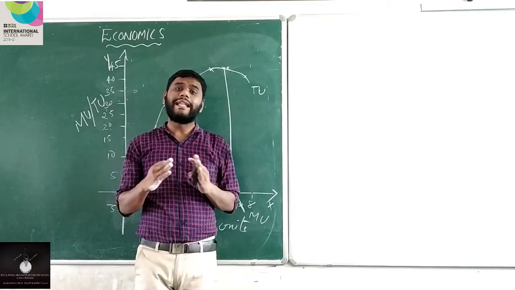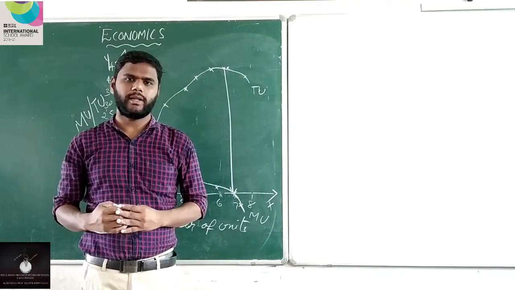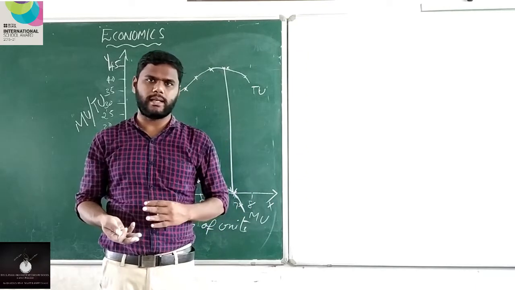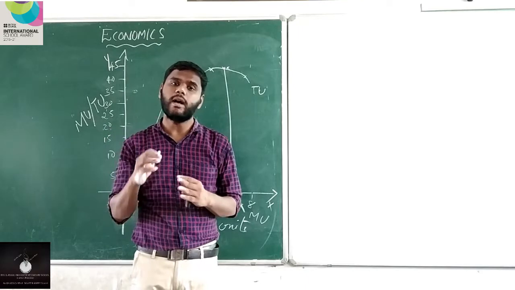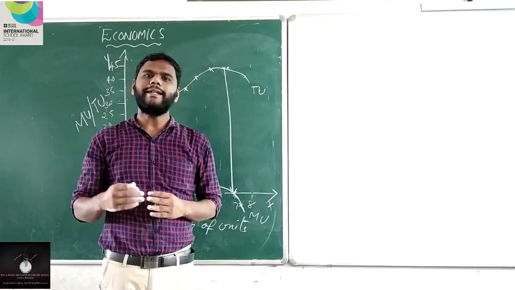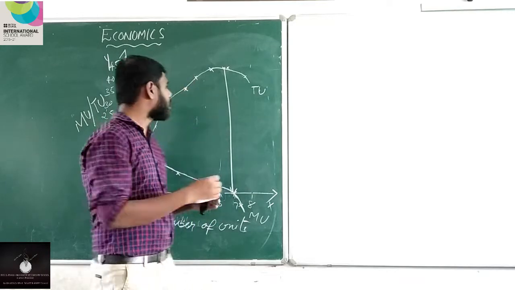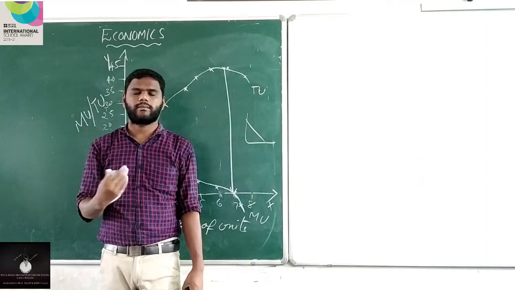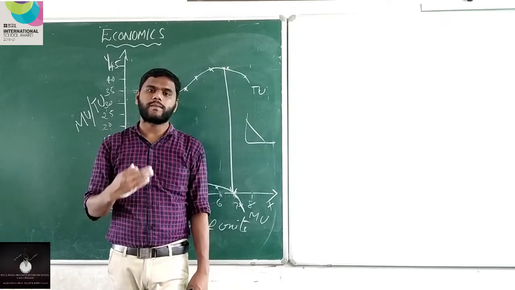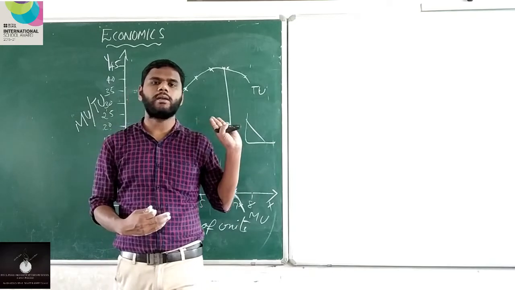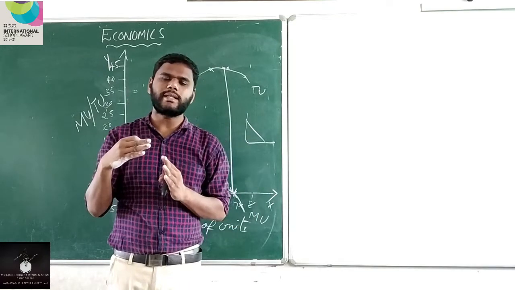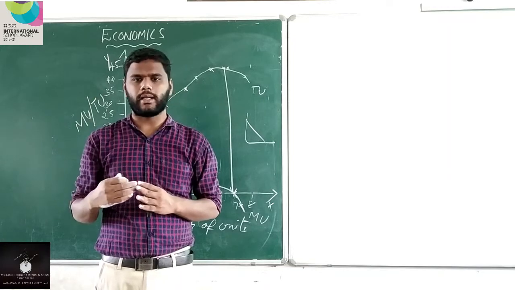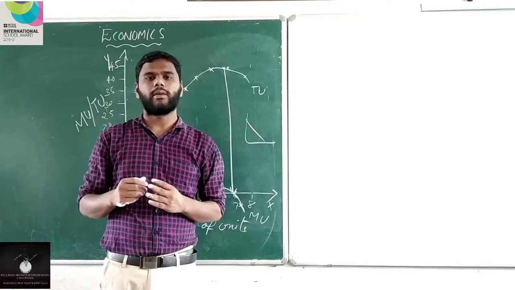And why does the demand curve slope downward? What do you mean by demand? Demand is the ability and willingness of a person to purchase a commodity. The demand curve is a downward sloping curve, and there is an inverse relationship between price and quantity. Why? Because of this law of diminishing marginal utility. Marginal utility is decreasing, and at that time the demand for the particular commodity will decrease. You won't purchase the commodity at that particular price.